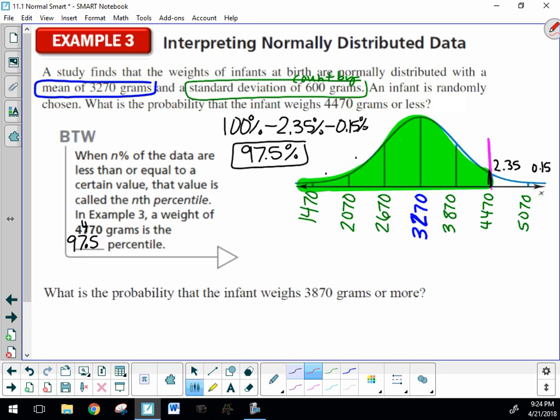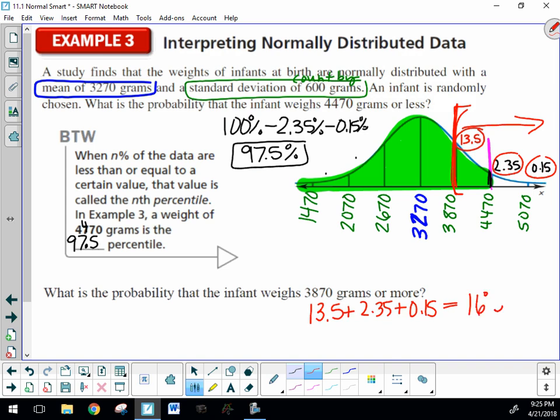Okay, the second question says, what's the probability that an infant weighs 3,870 or more? So here's 3,870. It would be all of these percents. So we just need to add 13.5, 2.35, and 0.15. And when we add those together, we get that 16% of the infants weigh more than 3,870 grams at birth.